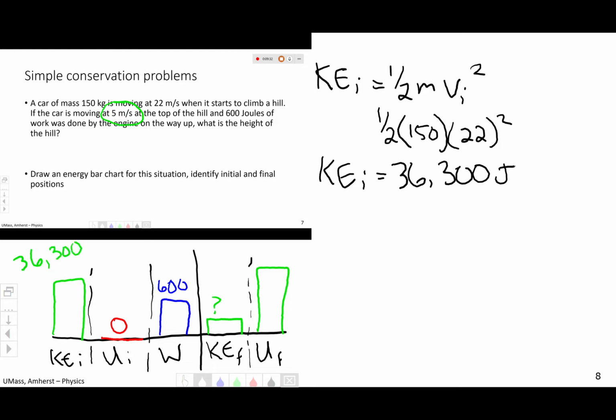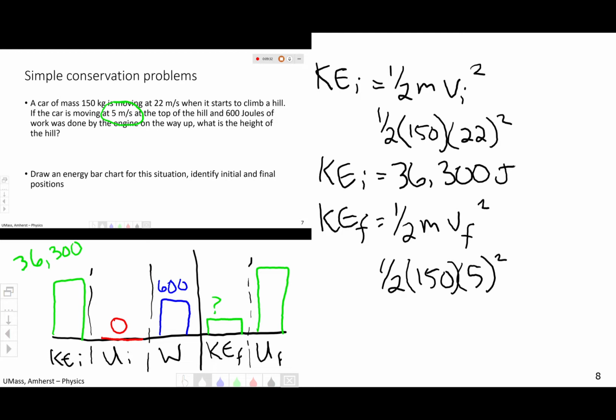36,300 joules. My KEF is 1/2 times mass times velocity final squared. That is 1/2 of 150 times 5 squared, giving us a grand total of 5 squared times 150 divided by 2, 1875 joules. So this is going to be 1875. All right, so I'm going to go ahead and fix this because this should be way smaller.